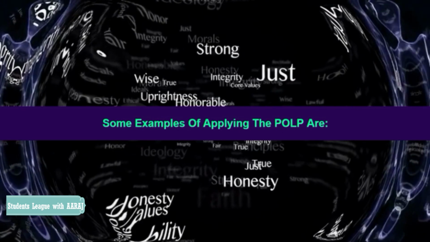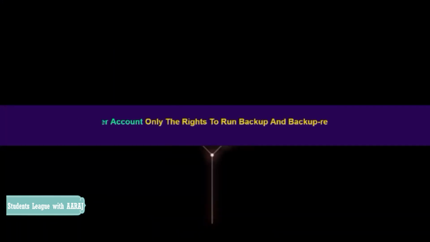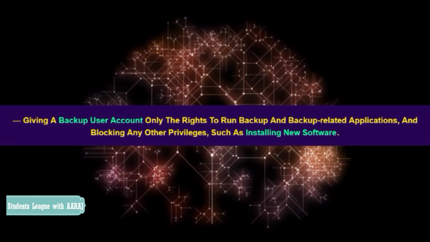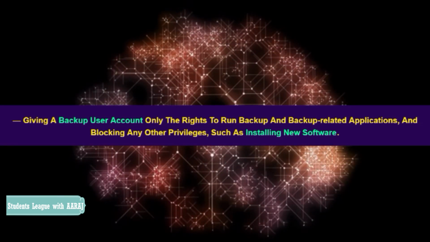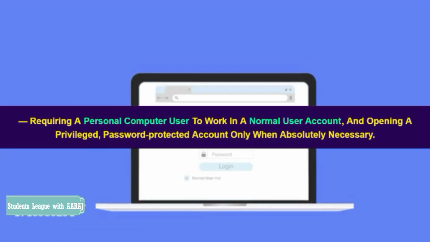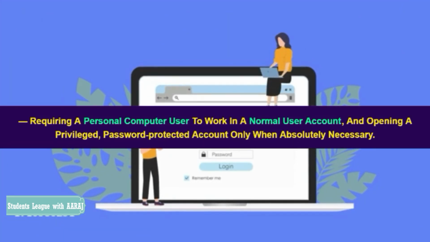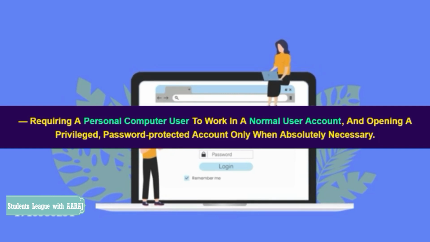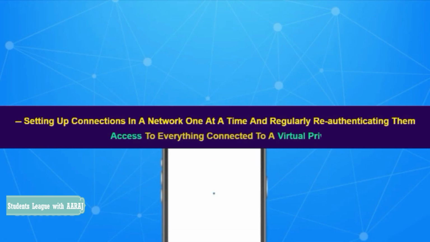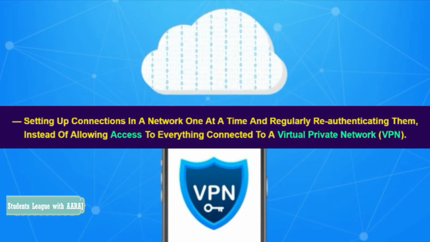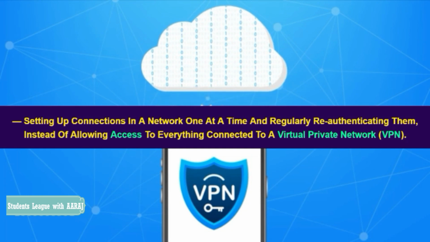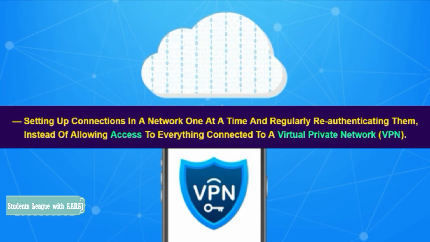Some examples of applying the POLP are: giving a backup user account only the rights to run backup and backup-related applications, and blocking any other privileges, such as installing new software. Requiring a personal computer user to work in a normal user account, and opening a privileged, password-protected account only when absolutely necessary. Setting up connections in a network one at a time and regularly re-authenticating them, instead of allowing access to everything connected to a virtual private network, VPN.